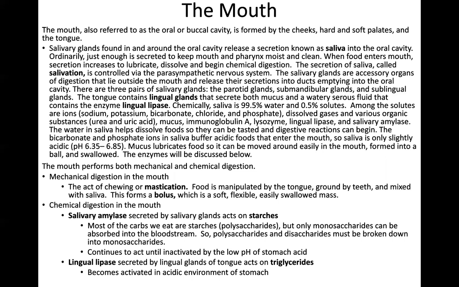Okay. And as we manipulate that food using our tongue, we grind the food using our teeth, and that helps us mix that food up with saliva, which forms a bolus, which is the term to describe a soft, flexible, easily swallowed mass. Not only do we begin the process of mechanical digestion in the mouth, but we also help to start the act of chemical digestion in the mouth. And this chemical digestion in the mouth comes courtesy of 2 very important enzymes. Okay. And these are going to be our very first of many more to come enzymes.